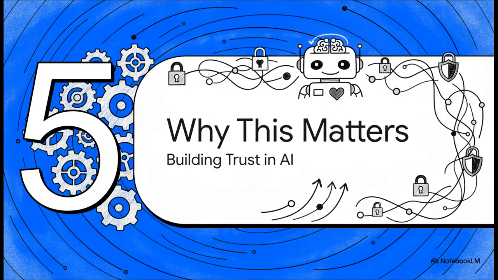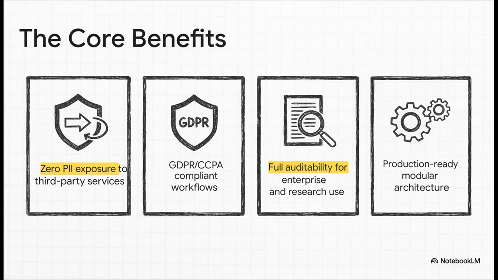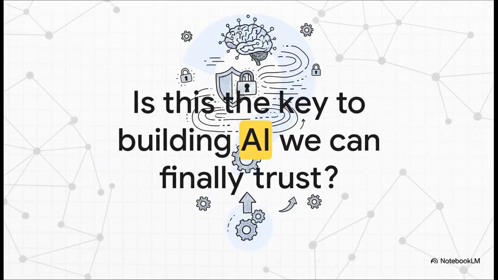So, why does all of this matter so much? Well, because this kind of privacy-first approach is absolutely fundamental to building AI systems that we can actually trust. When you boil it all down, the benefits are crystal clear. You get zero PII exposure to third-party services. You can build workflows that are automatically compliant with big regulations like GDPR and CCPA. And for any business, you get a full audit trail inside a production-ready architecture. It's the whole package.